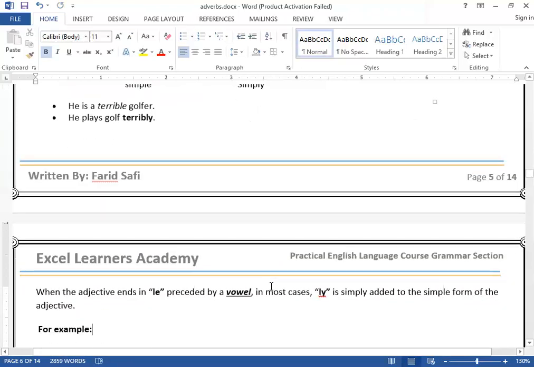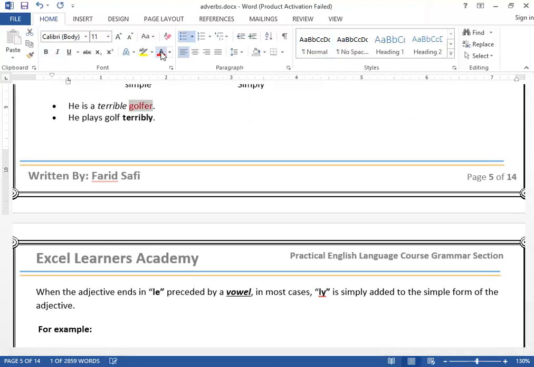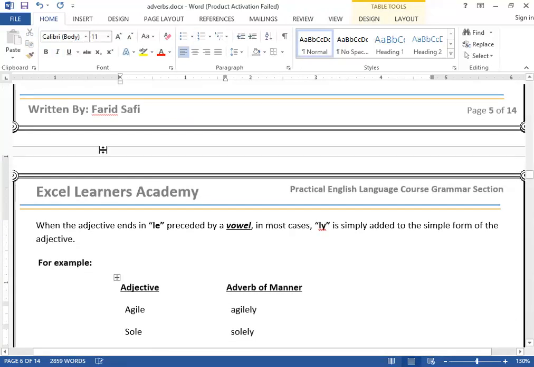Terribly. Like, he is a terrible golfer. What is golfer? It's a noun. Golf is the name of the game, and the person is the golfer. So what is terrible? Adjective. He plays golf terribly. What is terribly? Adverb of manner. Excellent.